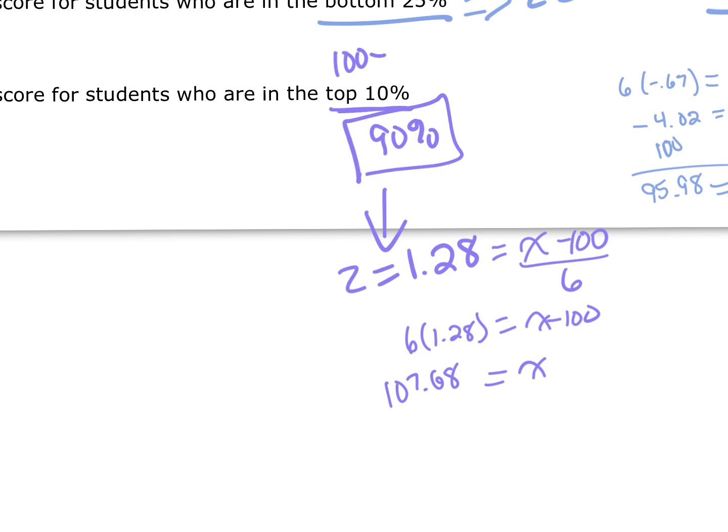Okay? When you see percents, you're looking in the meat of the table. That's what you have to remember.